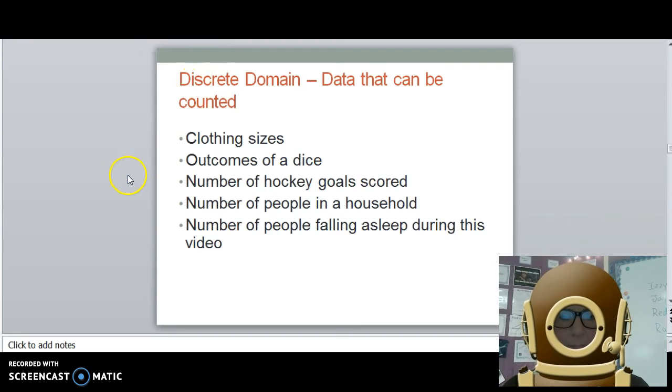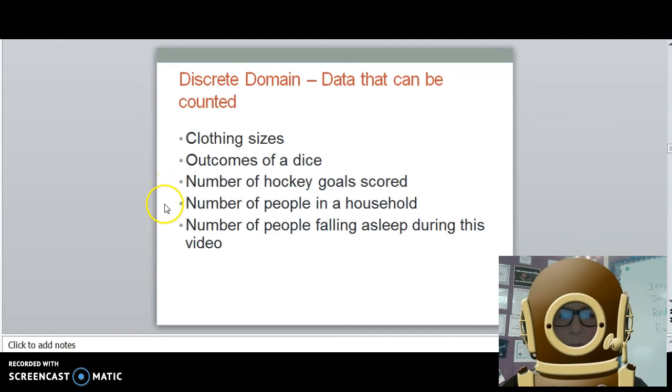If we look at yesterday's Flyers game, or some sort of football game that might have been on TV, the number of hockey goals scored, or the number of touchdowns scored, we can't score half of a hockey goal, we can't score a half of a touchdown. It's either a touchdown or it's not a touchdown. It's either a goal or not a goal. So that's also another type of data that would be discrete.